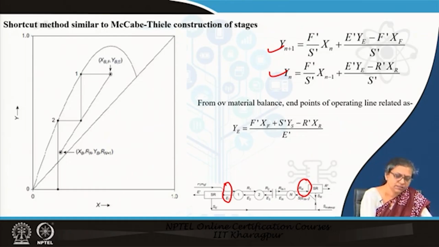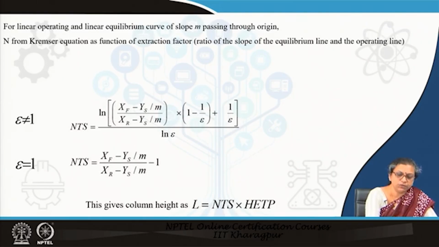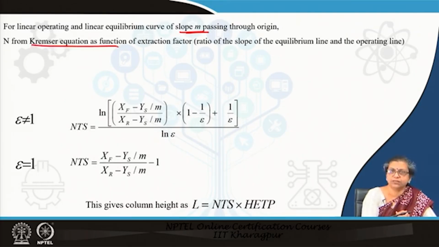To be honest, this is similar to the stripping operation, you have to keep in mind, and that is why the operating line is below the equilibrium curve. You will remember that for absorption, the operating line is above the equilibrium curve. Now, the other thing is when both the operating line and the equilibrium curve are linear, and the equilibrium curve has a slope of m. This was also discussed during absorption, and you were told that under that condition n can be obtained very easily from the Kremser equation.